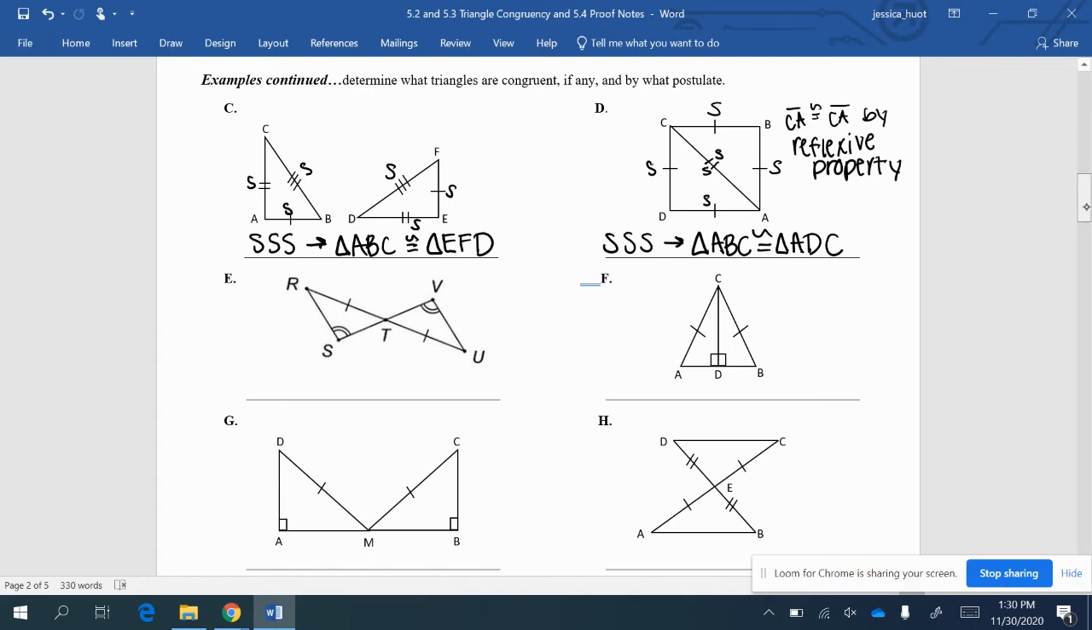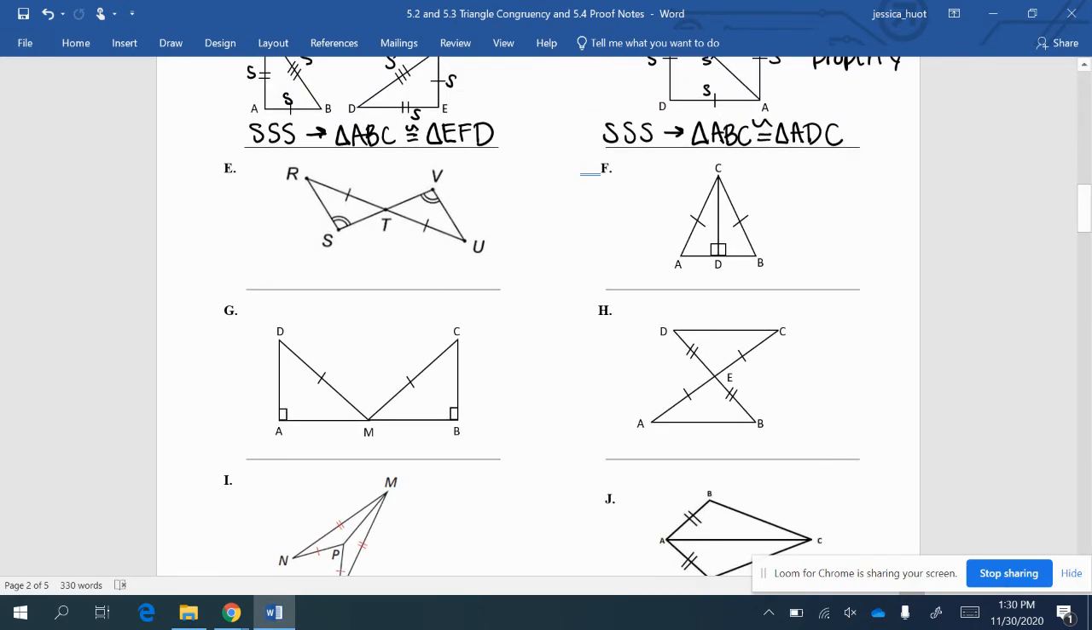All right, another big common one that we are going to use in this section, I told you reflexive property is going to be 1, alternate interior angles is going to be 1, and vertical angles, so angles that are directly across from each other, is going to be another big one. So here I can say that this angle is congruent to this angle. So let's name this. So angle RTS is congruent to angle UTV by vertical angles.